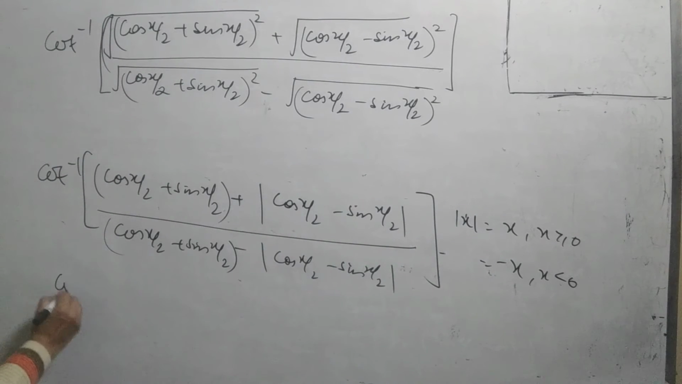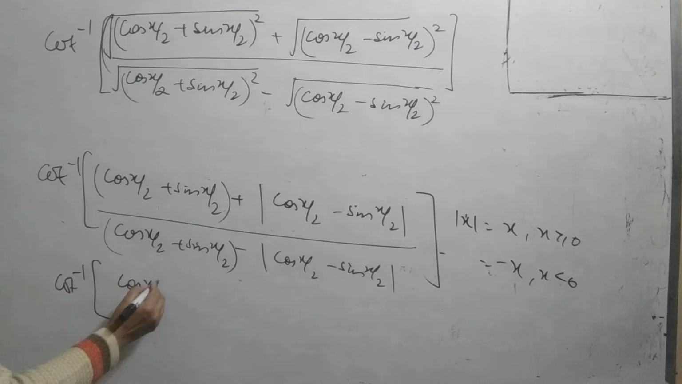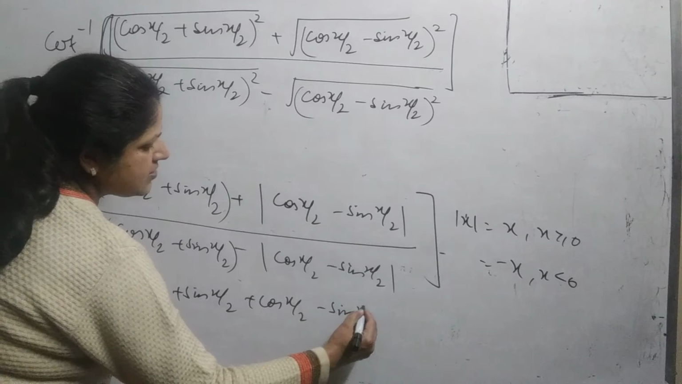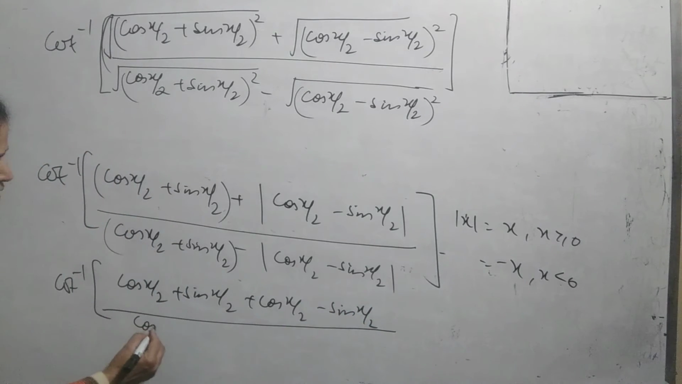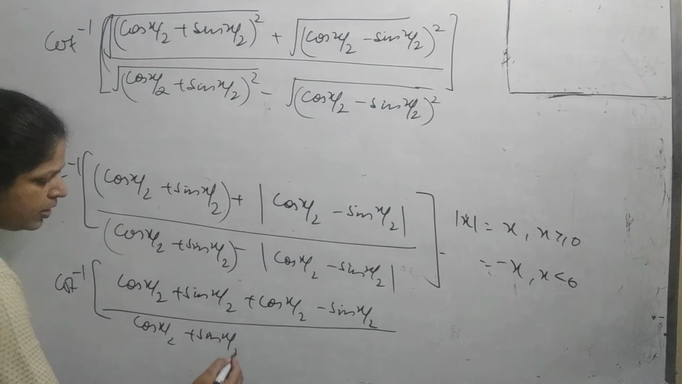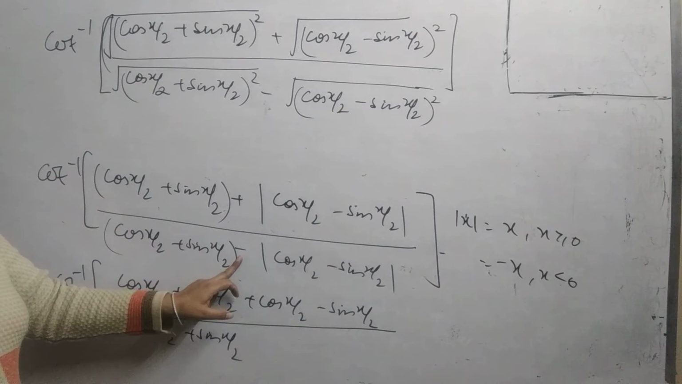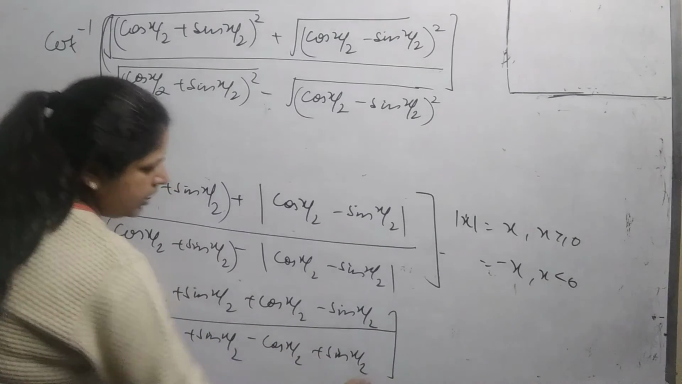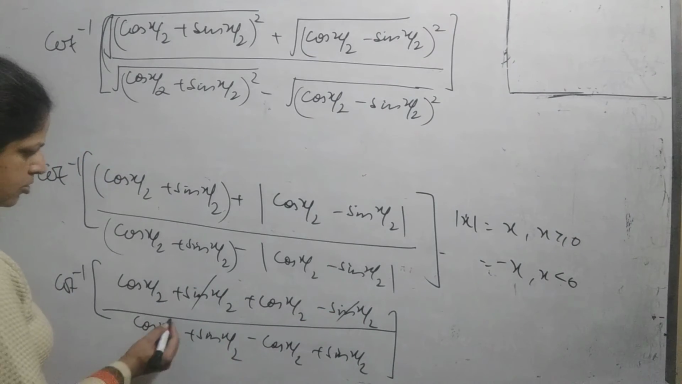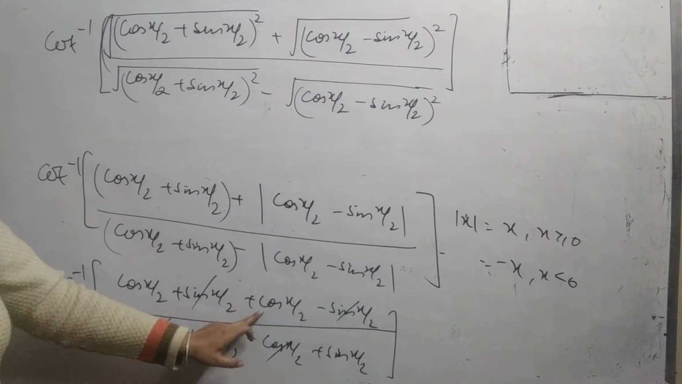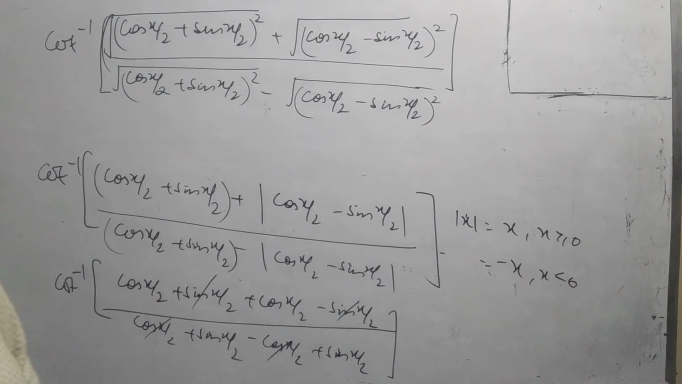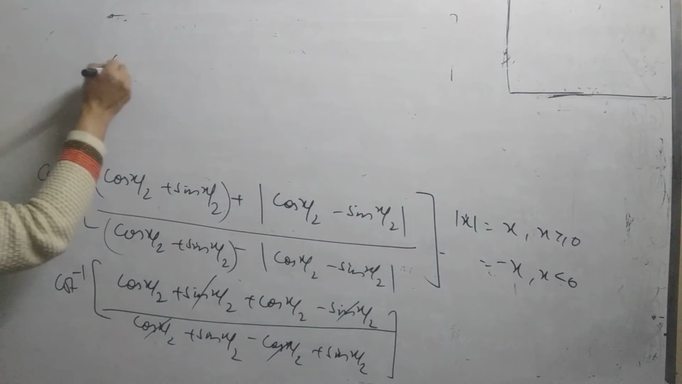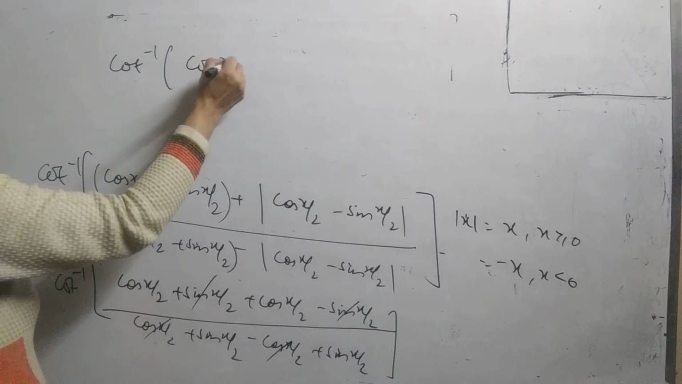I am going to get cot inverse of cos x by 2 plus sin x by 2 plus cos x by 2 minus sin x by 2 and in the denominator cos x by 2 plus sin x by 2. This will open with plus x, and outside there is a minus. So this will become minus cos x by 2 plus sin x by 2. Now in the numerator this term cancels and in the denominator this cancels. So this is 2 cos x by 2 and the denominator is 2 sin x by 2. 2 and 2 will get cancelled. So ultimately what I will get will be cot inverse of cot x by 2.